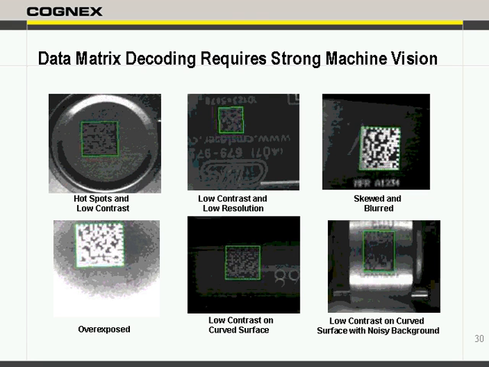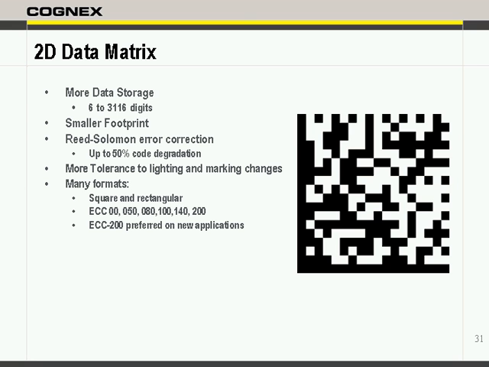See some examples here with some hot spots, uneven background, some very low contrast, some changing or skewing of the barcode of the 2D matrix here, some curved surfaces again showing up here, overexposure where we have just a lot of light coming back up to the camera as well.